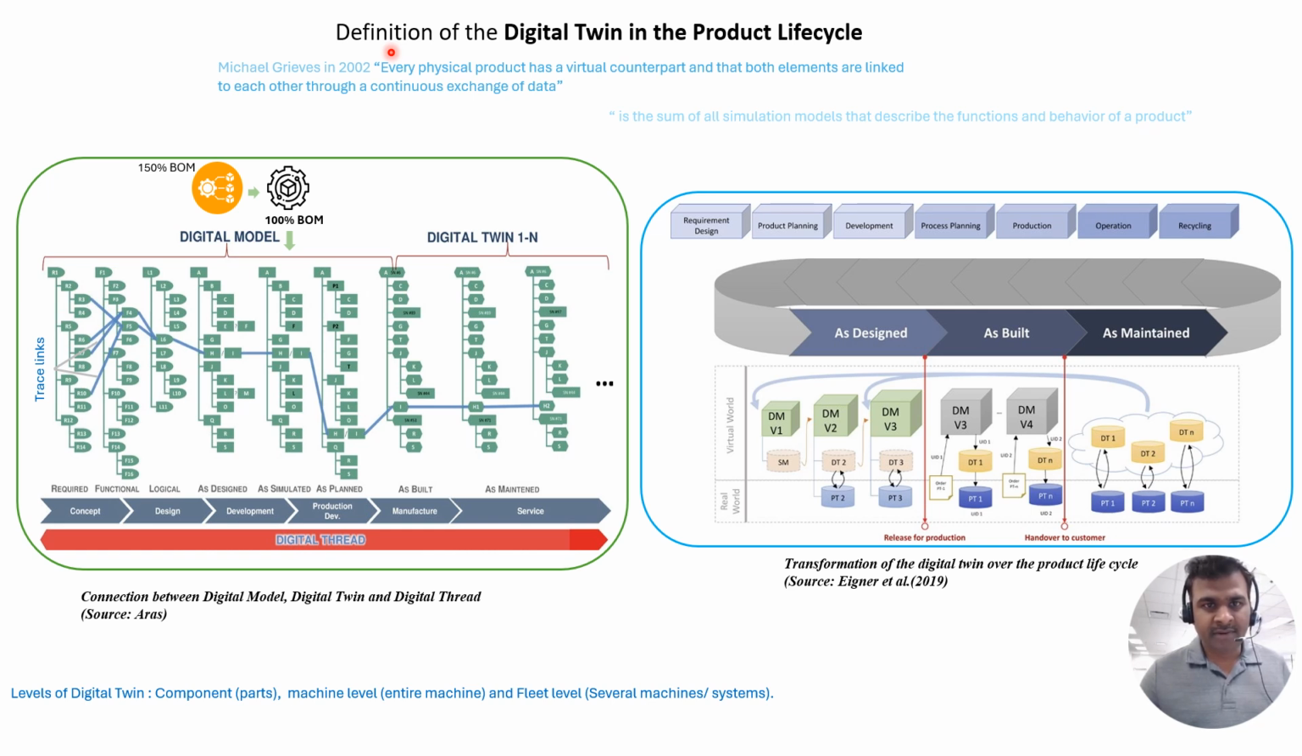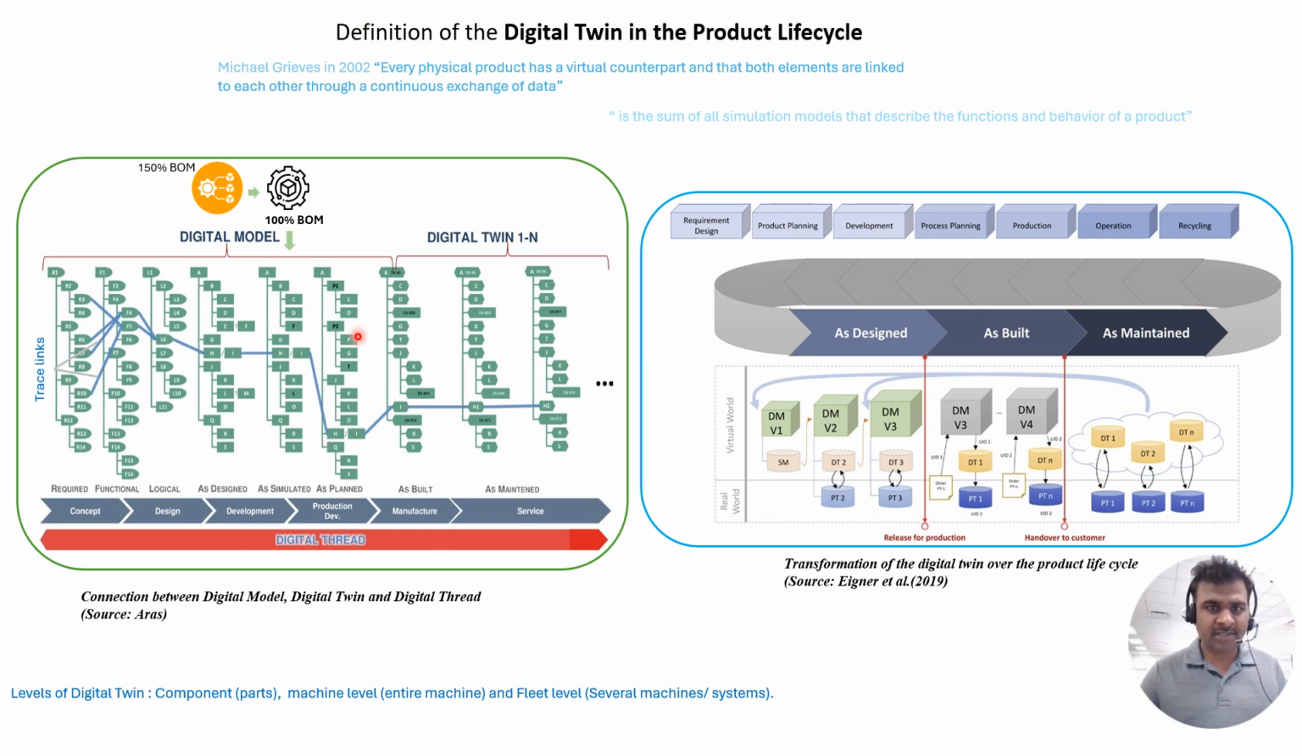The digital twin follows the product throughout its entire service life and contains the latest product information at all times. The digital twin encompasses all phases of the product development process and the downstream phases during product use. This can be divided into three overarching life phases of the product: as designed, as built, and as maintained.